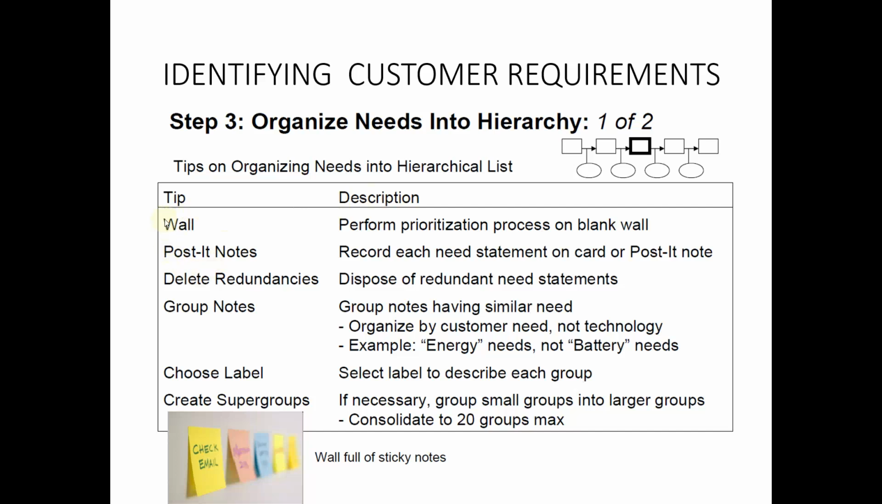So these are the different tips by which we can assign the prioritization process. Perform the prioritization process on a blank wall. We can write it down. We can use such posters or post-it notes. Delete redundancies, which means unneeded statements can be deleted. Group nodes can be created. Select labels to describe each group. So all these are different general methods or tips by which we can make a note of the hierarchy.